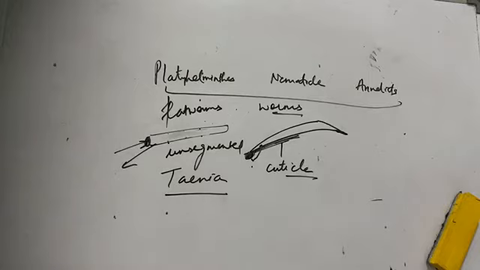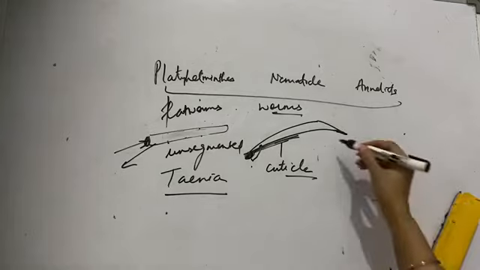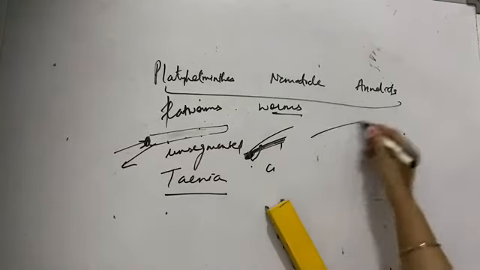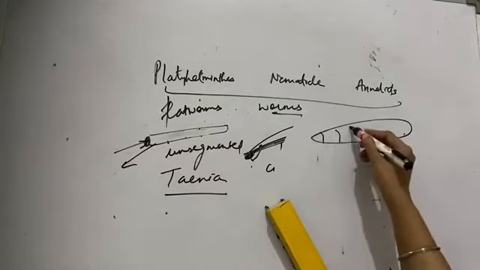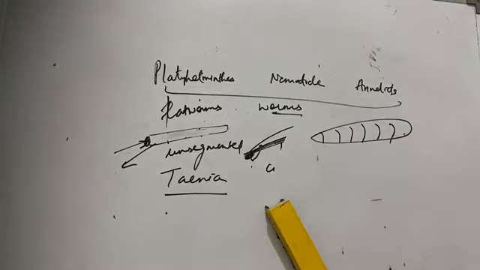So the last type of worms, they are the annelids. Annelids are segmented worms. Like you all have seen earthworm. If you see earthworm very closely, its body is having segments. So annelids are the segmented worms. Okay, they live in water as well as on the land.